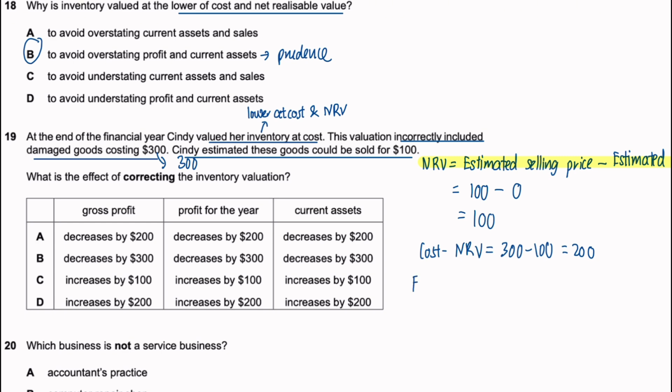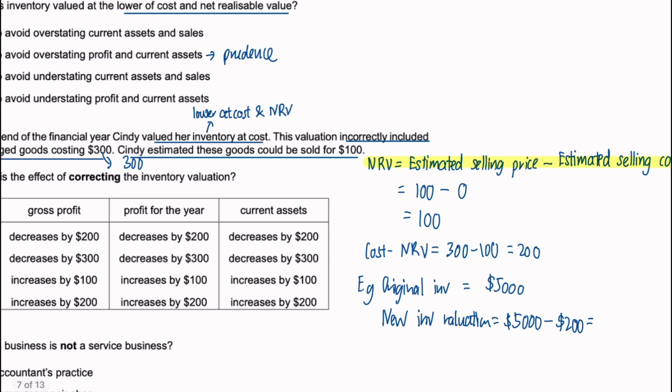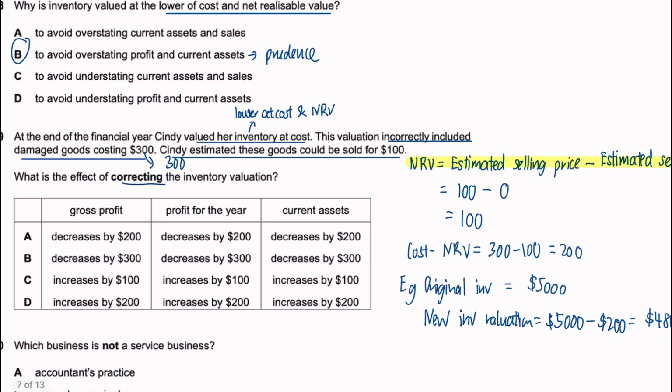I'll give you an example. If your original inventory valuation is 5,000, then after correction, your new inventory valuation will be 5,000 minus 200. So your inventory is now lower by 200. But the options given are gross profit, profit for the year, and current assets. There is no closing inventory, so how do we know?